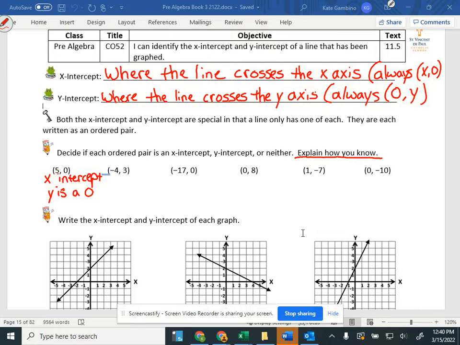Leo, what's your thought on that one? What do you think it is? I think it's neither because none of them are zeros. Leo says neither. So I'm going to put an N for neither. And give me the reason again, a little bit louder so we can all hear. Because none are zeros. Because there's no zeros.